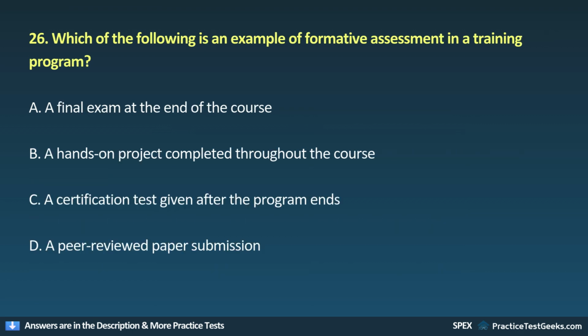26. Which of the following is an example of formative assessment in a training program? A. A final exam at the end of the course. B. A hands-on project completed throughout the course. C. A certification test given after the program ends. D. A peer-reviewed paper submission.